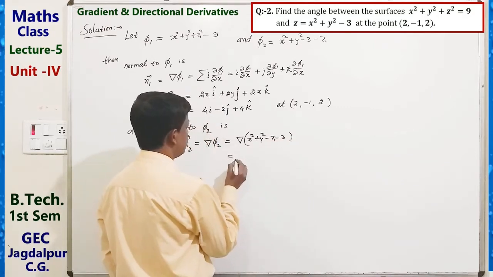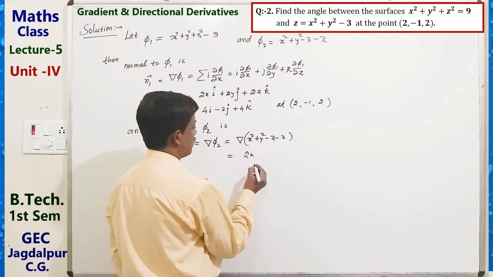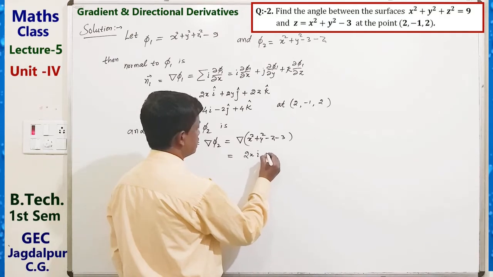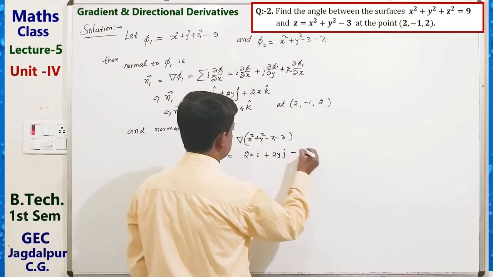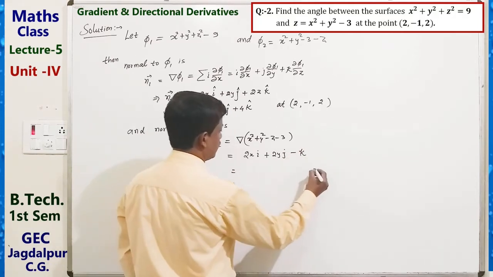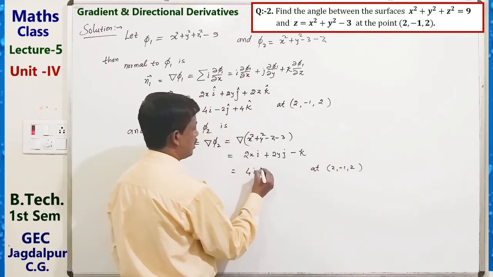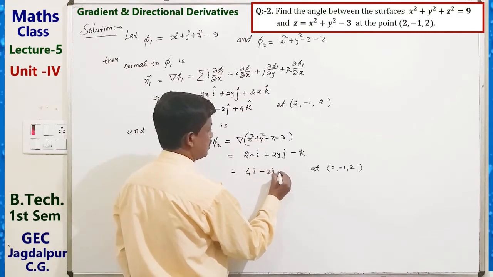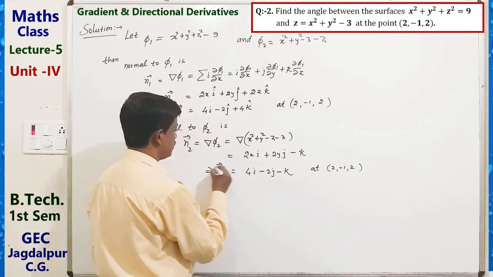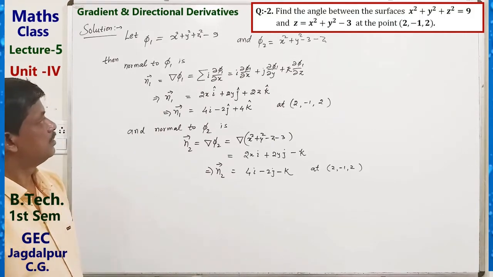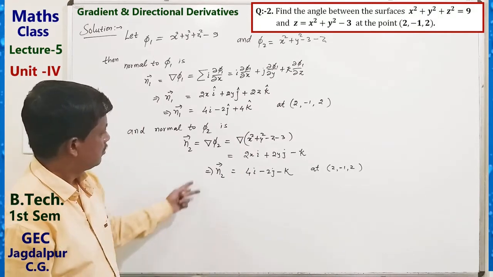So we can write what? With respect to x, 2x i plus 2y j minus k. At (2, -1, 2), here 4i minus 2j minus k implies n2. This is the normal to the surface at the point (2, -1, 2) that we had to find out.